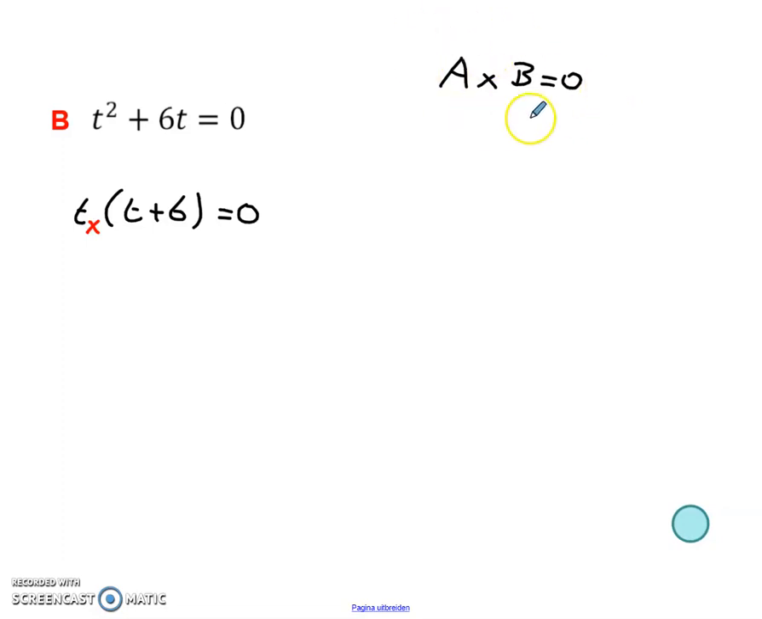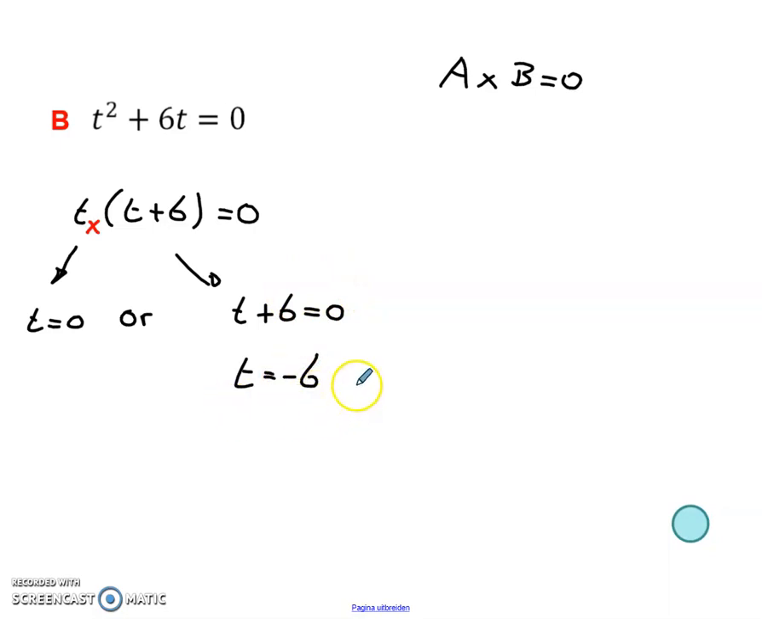So now I can use the rule to solve the equation. And I write down t should be 0, or t plus 6 needs to be 0. And over here we have the first solution. So this one's done, this one's ready. But now I have to figure out the value of t. So the plus 6 has to go. And on both sides we will do minus 6. And there is the second solution.